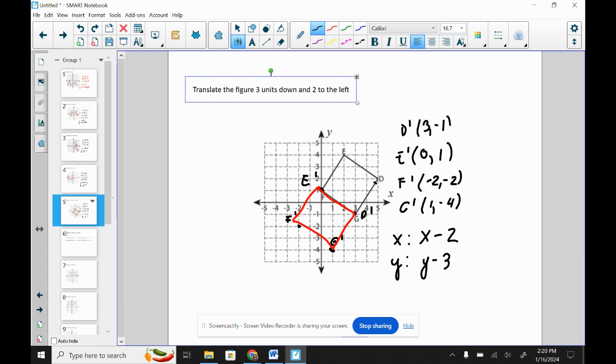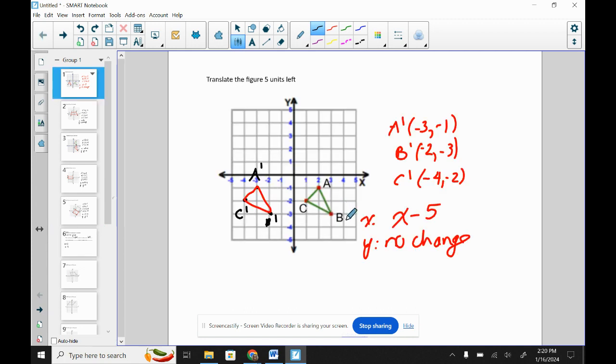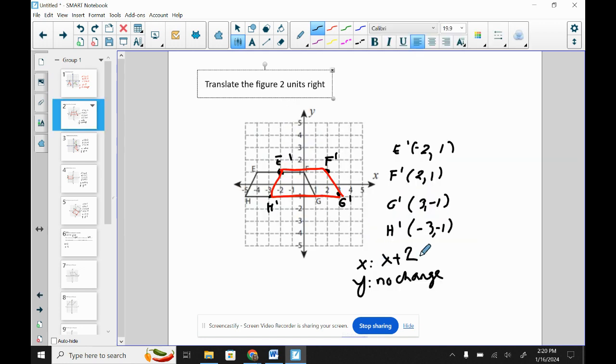Okay, so what I want you to do is look at what's been happening and what this means. We're going to make some conclusions. When I go A units left or right, or B units up or down, it's really like saying X plus A and Y plus B. Now, be careful here, because when A is positive, like X plus 2, you move to the right. When A is negative, like X minus 3, you would move to the left, right? Notice back here, when that number was negative, we moved left. Positive, we moved right.